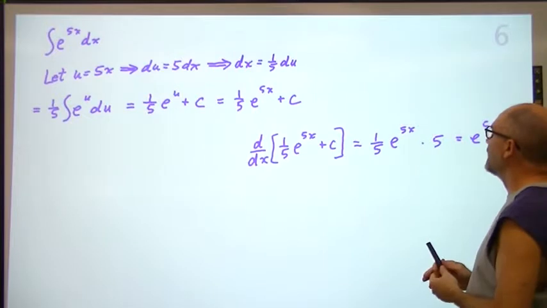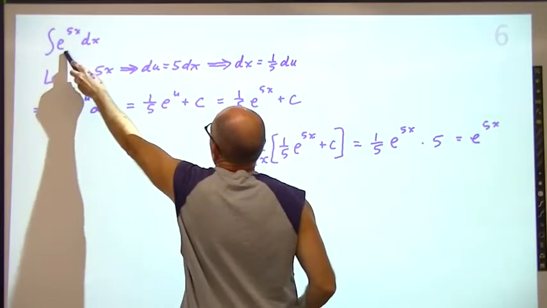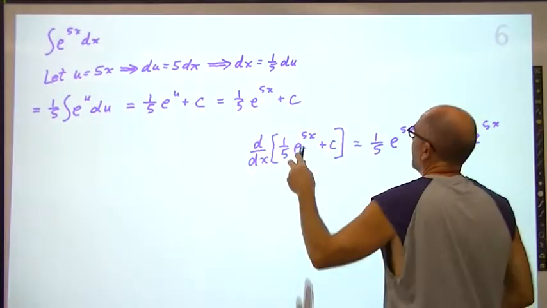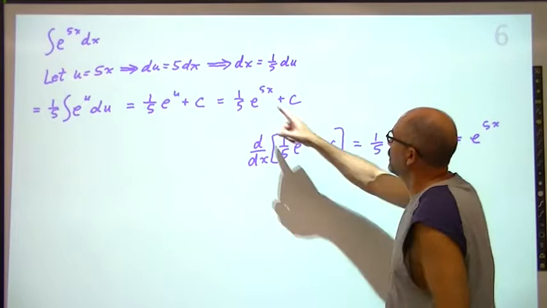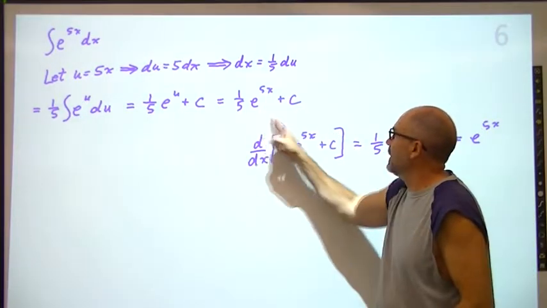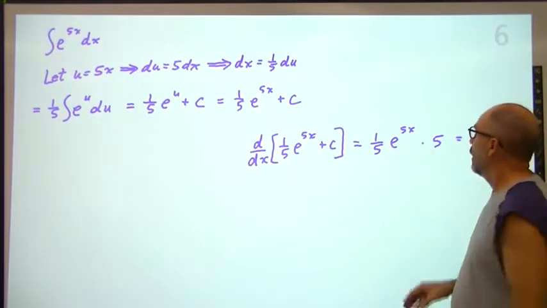So notice what I did. I just showed that the integral of e to the 5x is 1/5 e to the 5x plus c. Now when I take the derivative of 1/5 e to the 5x plus c, I get back to what I had originally.